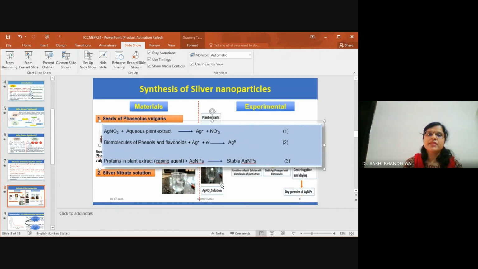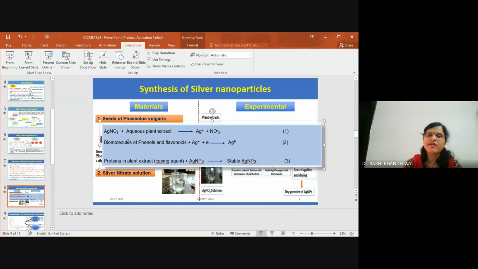Actually, what happens is that when we mix the silver nitrate with the plant extract, it converts into silver ions and nitrate ions. And the biomolecules present in the plant extract, that is phenols and flavonoids, reduce the silver ions into silver atoms. Now these silver atoms get nucleated, and with the help of protein present in the plant extract, which acts as a capping agent or stabilizing agent, they get converted into stable silver nanoparticles.